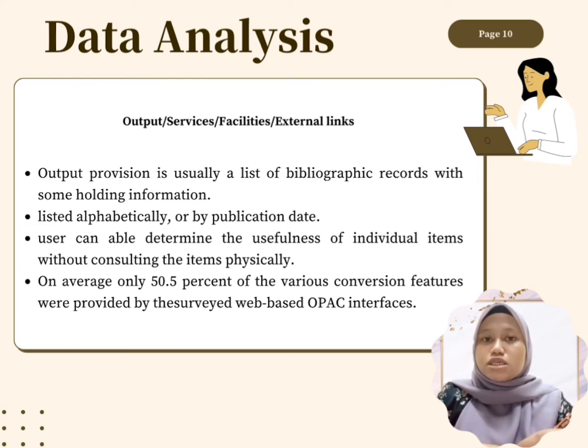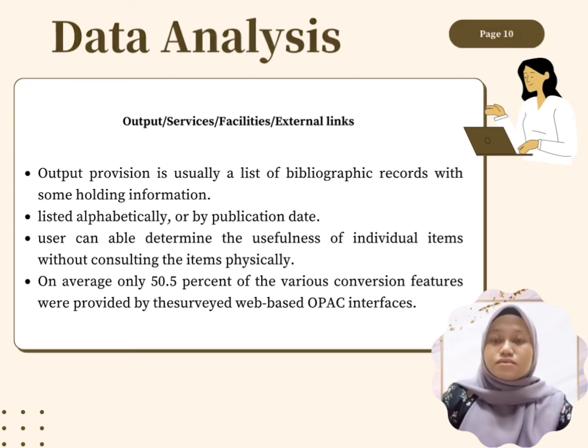Next is output service facility and external links. Output provision is usually a list of bibliography records with some holding information, which may be listed alphabetically or by publication date. Users can determine the usefulness of individual items without consulting the item physically. On average, only 50.5% of the various output features were provided by the surveyed web-based OPAC interfaces, of which the maximum was supported by the IITD, IITG, and IITM web OPACs.